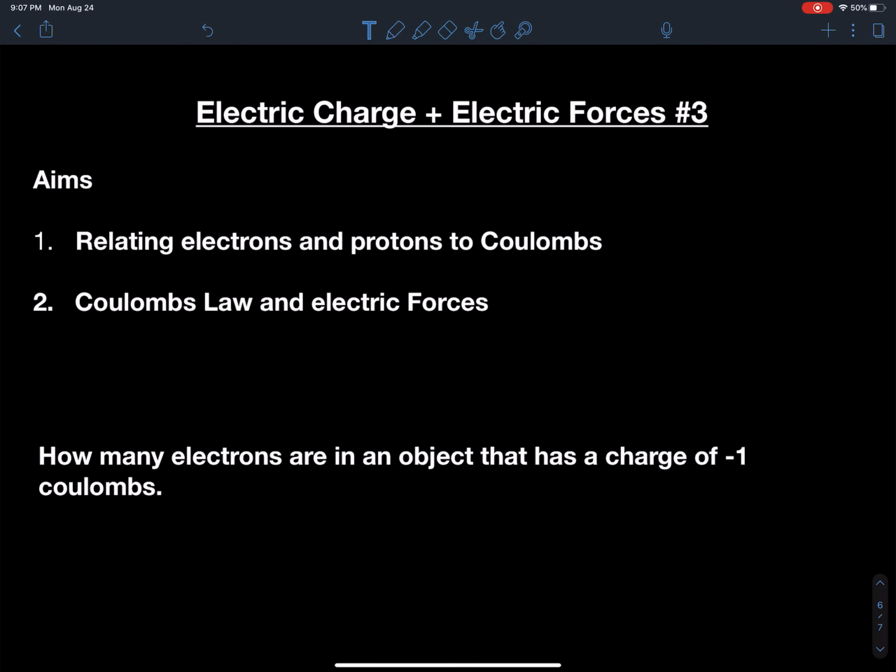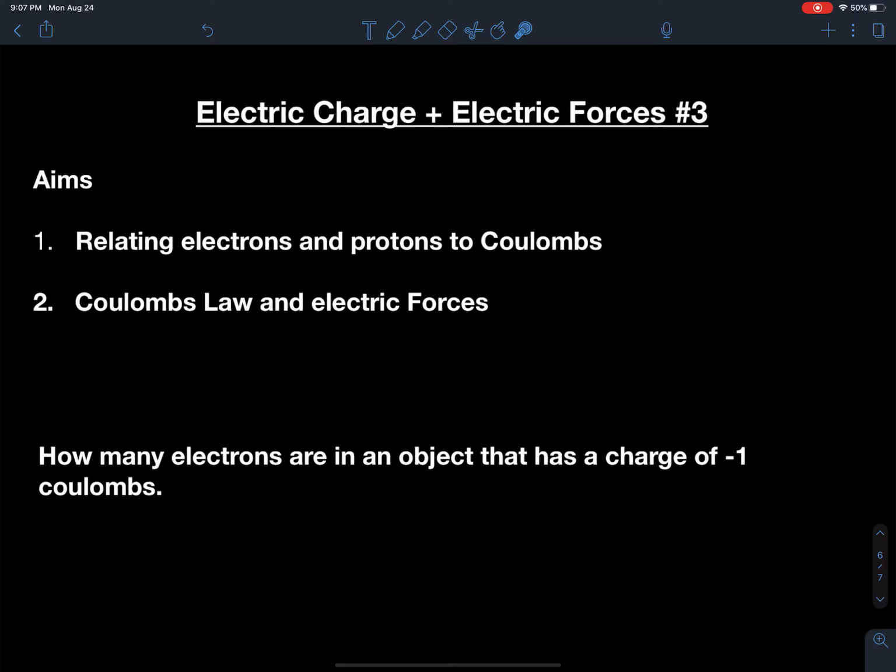All right, last little one here for electric charge and electric forces. In this video, we're going to talk about relating electrons and protons to coulombs. I know we talked about coulombs in the last videos, but right now we're going to figure out exactly their relationship. And then we're going to talk about Coulomb's law and electric forces, and how to calculate it. So these are going to be 3 problems that we're going to do.